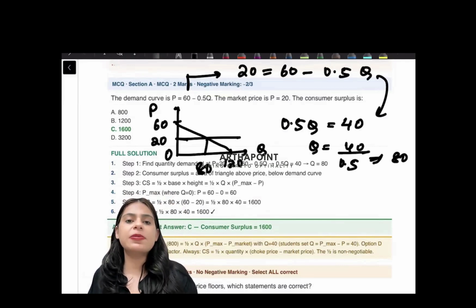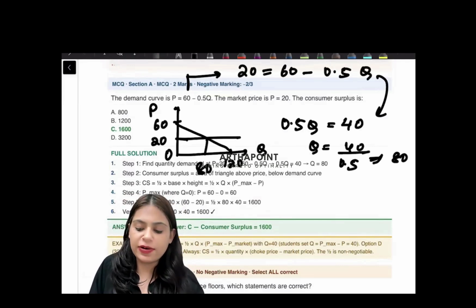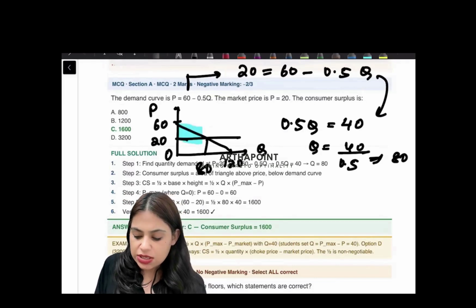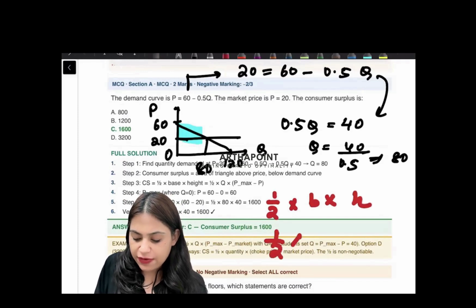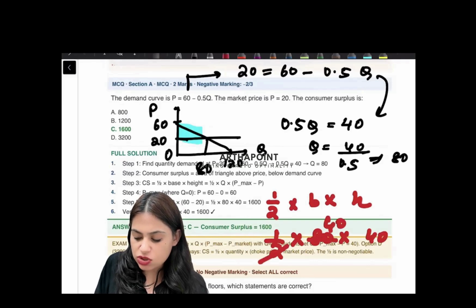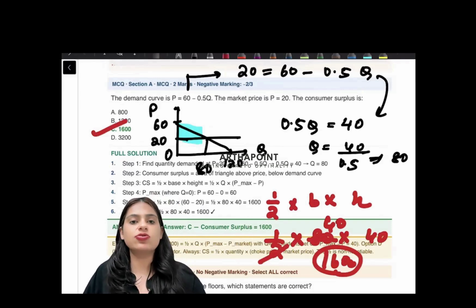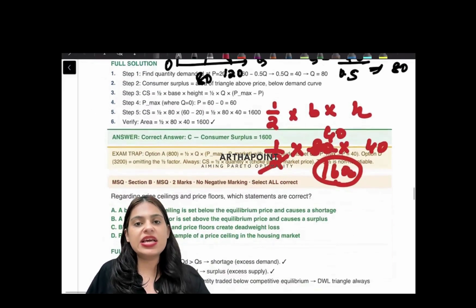What is consumer surplus? Area below the demand curve above the price, which means this will be your consumer surplus. Half into base into height, half into 80 into 40, you will get your consumer surplus as 1600. So the correct answer to this question will be 1600.